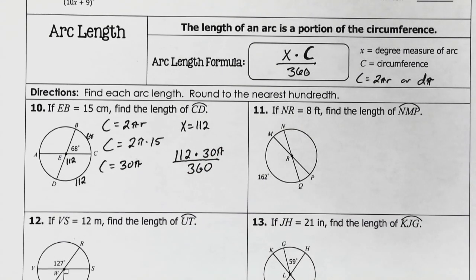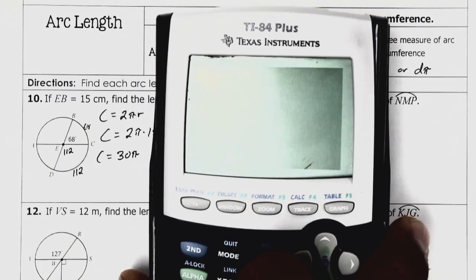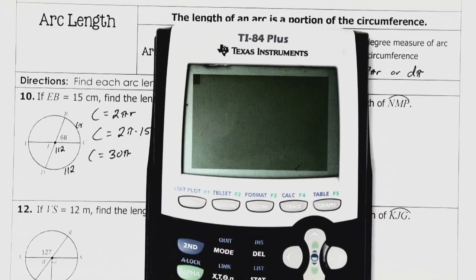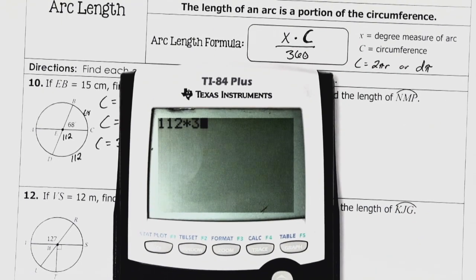So we're just going to multiply the top first. So we're going to keep this in decimals, and we'll just round it to the nearest hundredth. So we're going to do 112 times 30 pi. Press enter. And then whatever we get, just divide it by 360.